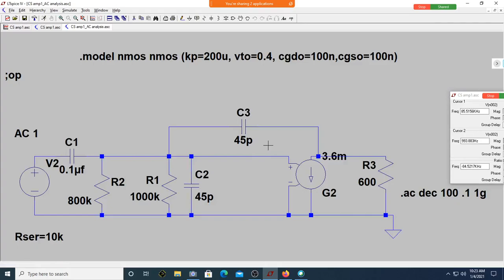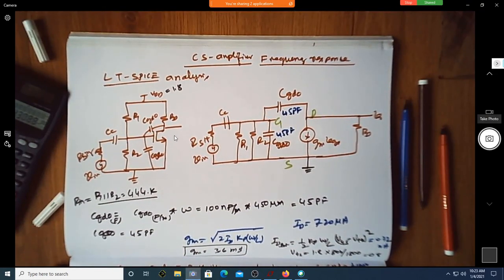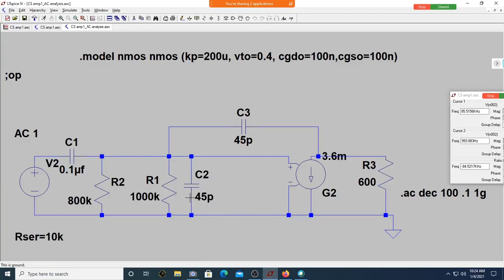Is this the AC equivalent circuit? Just have a look at this. Is this the AC equivalent of this amplifier? Can you see R1, R2? This VDD is grounded, so R1, R2 will come in parallel. This is 1000K and this is 800K. The value of CC is 0.1 microfarad. CGD and CGS are 45 picofarad. You have this GM as 3.6, and you can see this is RD, which is 600 ohms. So that's what is specified here.